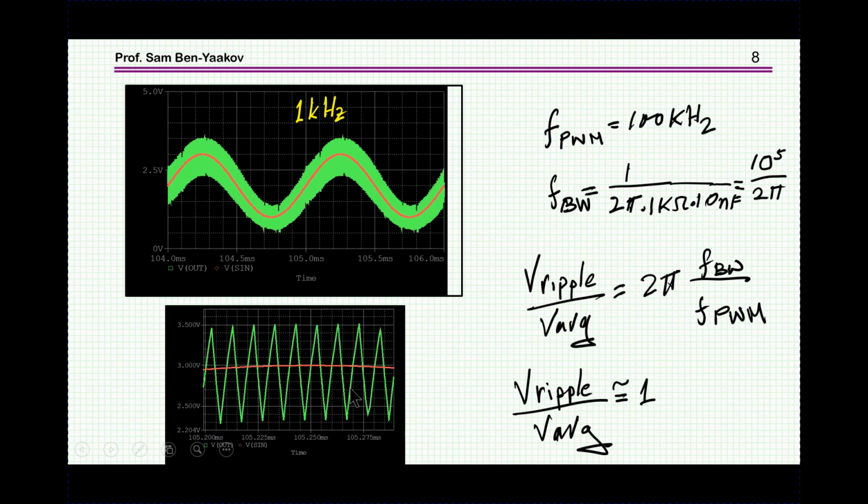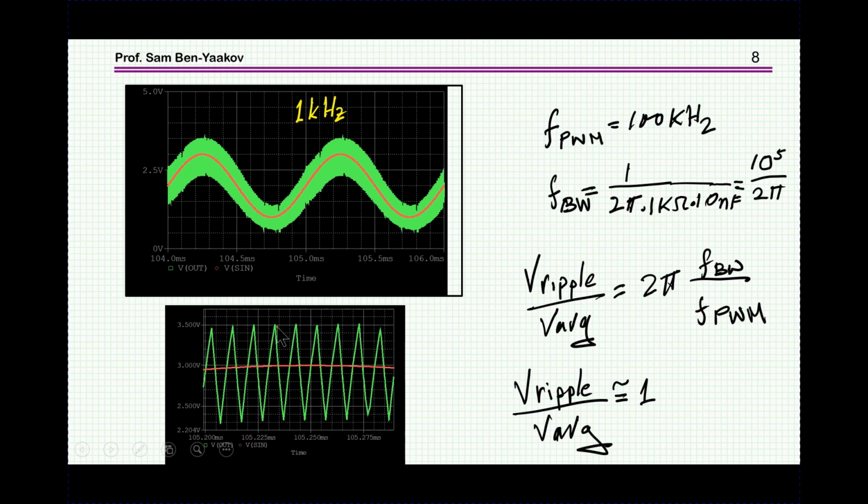This is just from simulation. We have here a carrier PWM of 100 kilohertz. We have an RC, it's 1 kilo ohm and 10 nanofarad, it's 10 to the 5th over 2 pi. And therefore, the ripple to the average is about 1.